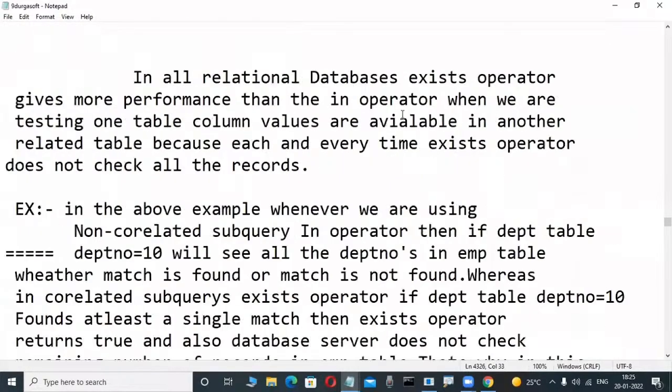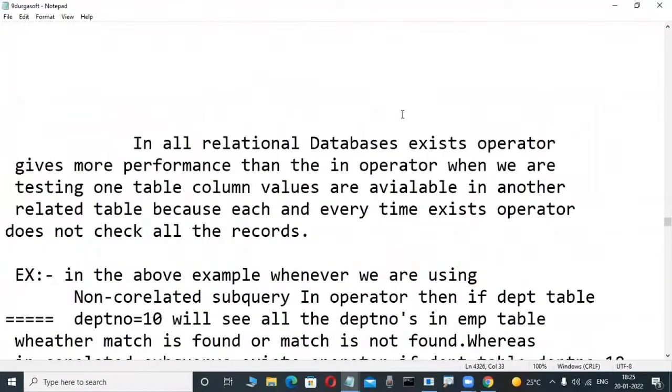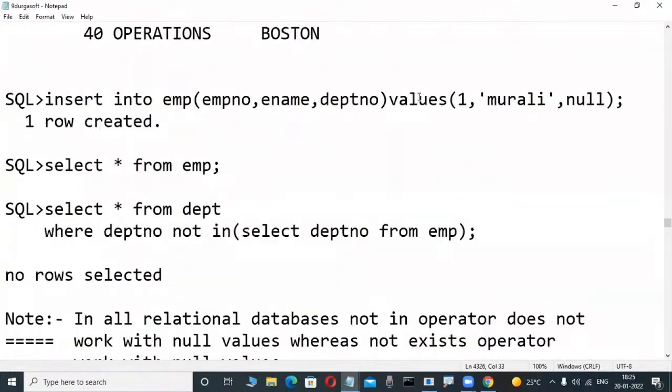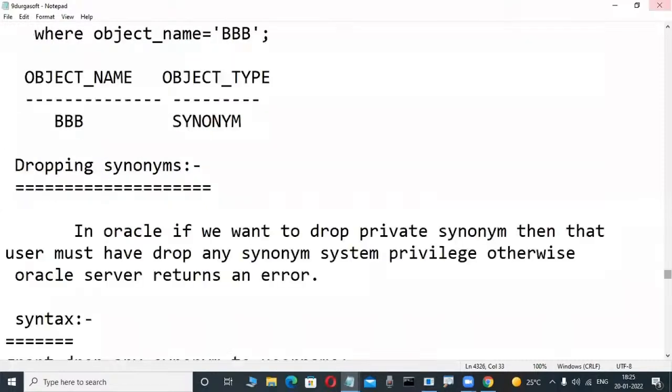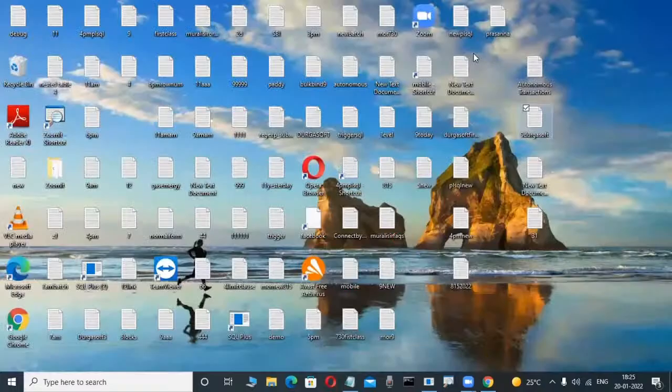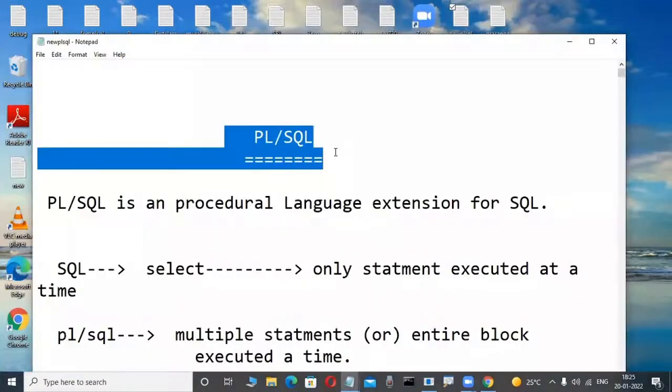Some queries are there. These are all the things we are familiar with. Don't worry. Then database objects, so many things are there. We are learning. These are big concepts. Again, PL/SQL means a little bit of coding is there. Don't be afraid. This is PL/SQL.